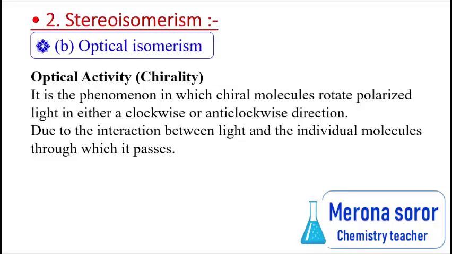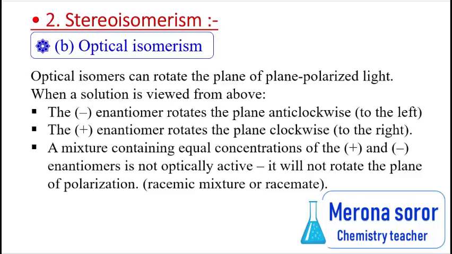Optical activity is the phenomenon in which chiral molecules rotate polarized light in either a clockwise or anti-clockwise direction, due to the interaction between light and the individual molecules through which it passes. Optical isomers can rotate the plane of plane polarized light when a solution is viewed from above. The negative enantiomer rotates the plane anti-clockwise to the left. The positive enantiomer rotates the plane clockwise to the right.